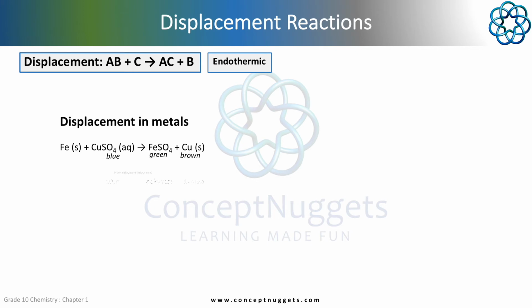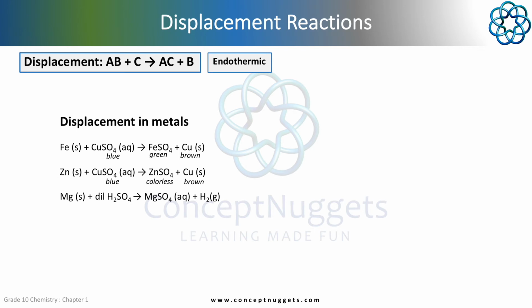place. Zinc displaces copper from blue aqueous solution of copper sulfate, to form colorless zinc sulfate. Here again, brown copper deposits are formed. Magnesium displaces hydrogen from dilute sulfuric acid to form magnesium sulfate, and hydrogen gas is released. Sodium displaces hydrogen from water to form sodium hydroxide, and hydrogen gas is released.